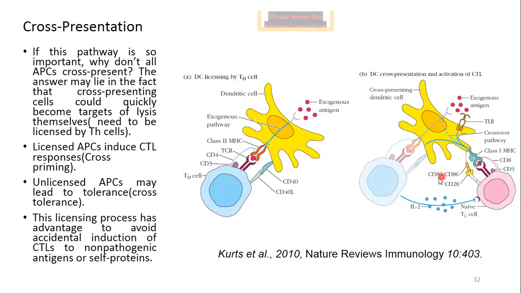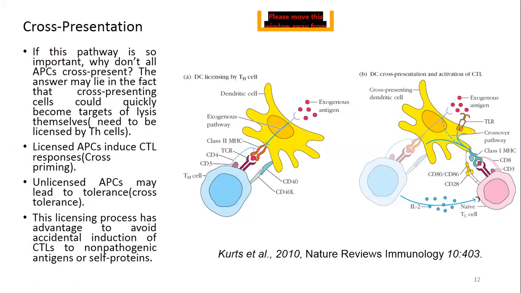The process we just talked about causes cross-priming. So it causes the activation of CD8 T cells. Whenever there is a self-peptide, the antigen presenting cell is not given a license to activate any CD8 T cell. So it may lead to tolerance, which is called cross-tolerance. This licensing process has the advantage of avoiding accidental activation of CD8 T cells against, for example, self-peptides. And this is how, when an antigen presenting cell itself is not infected, it could capture, for example, a virus-infected cell, or cancer-derived antigens or a cancer cell, and present to CD8 T cells to elicit a response.